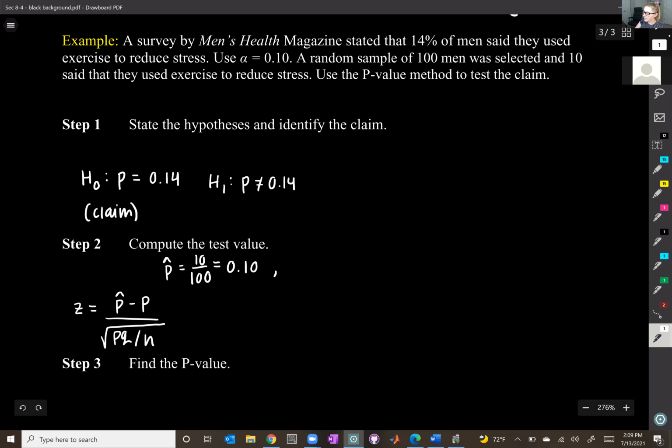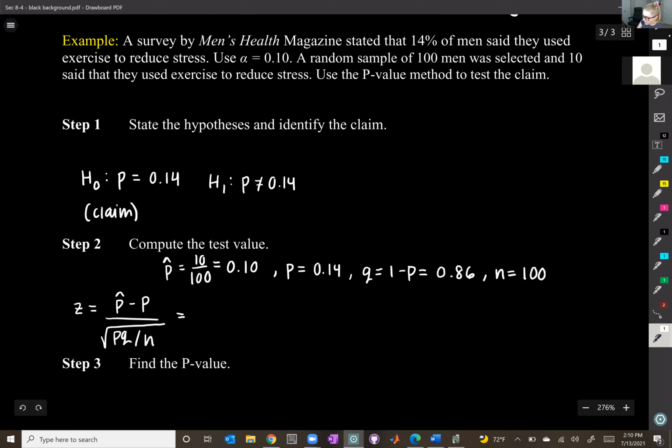Okay, so now we need to identify P, and P is just that proportion that's given in your hypotheses. So this is 0.14. Q is always 1 minus P, so this is 0.86. And then N is just going to be the sample size of that random sample, which in this case was 100.